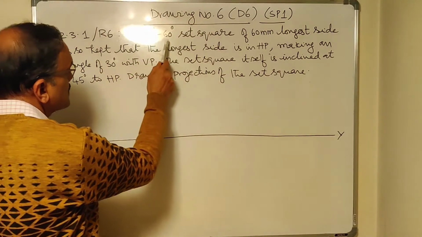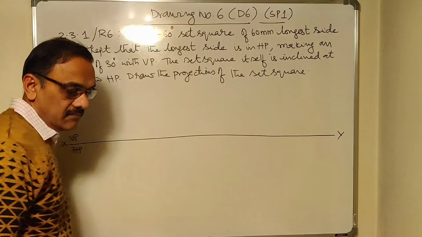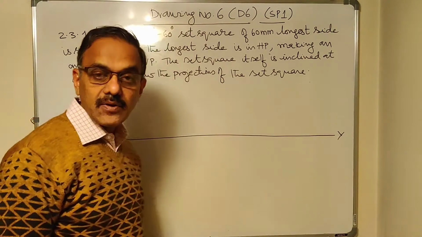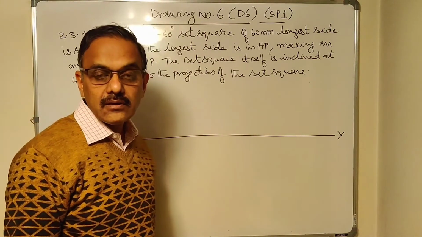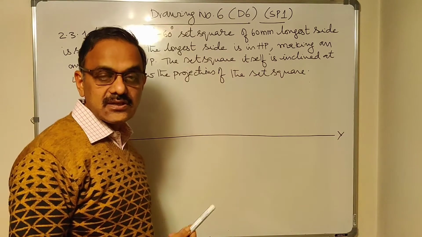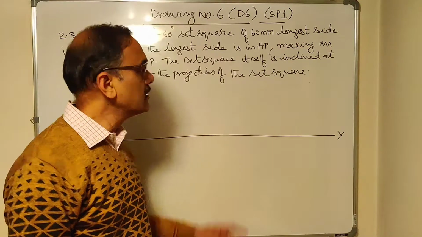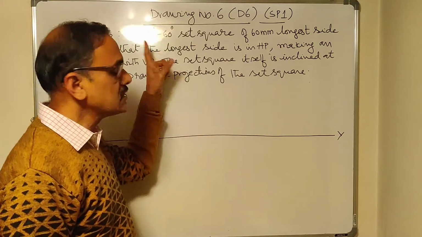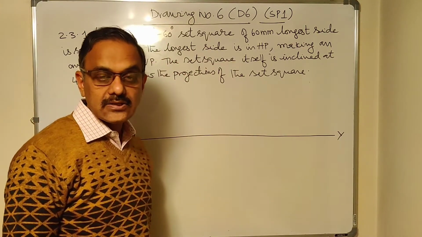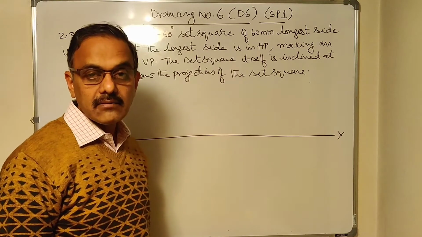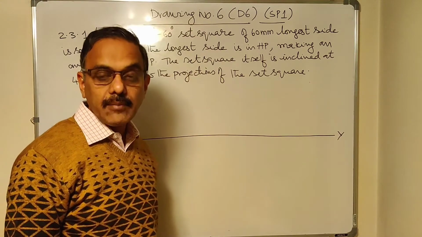A 30 degree, 60 degree set square. A set square is nothing but a triangular lamina. 30 degree, 60 degree set square, in the sense it is a right angle triangle. Two angles are given, 30 and 60. The other is 90 degrees. So it is a right angle triangle.